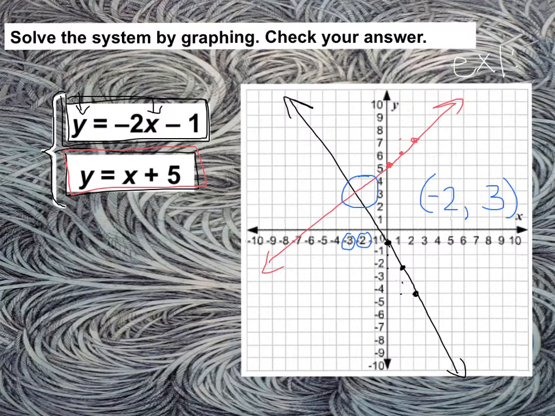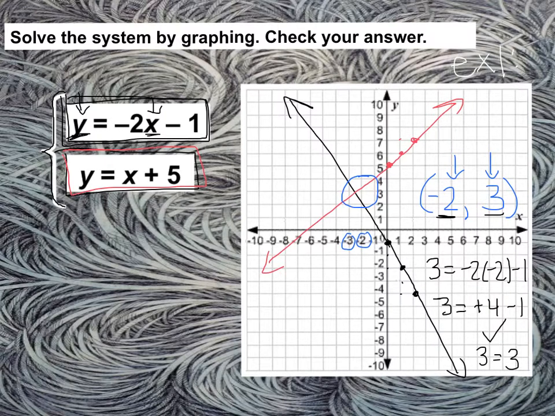Now to see if this is a solution, we're going to plug in -2 for x and +3 for y and check to see if we get that. So the first one, which is the black equation, I'll check. I get 3 equals -2 times -2 minus 1. All I did was take 3 and plug it in for y here, and I took -2 for x and plugged that in there. So does 3 equal +4 minus 1? Check. Yes, it does, right? I get 3 equals 3.